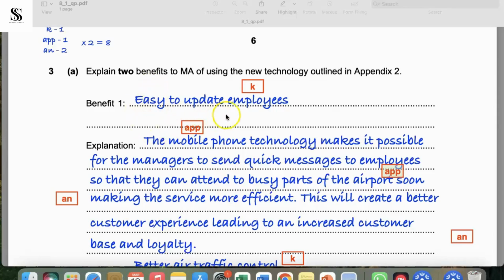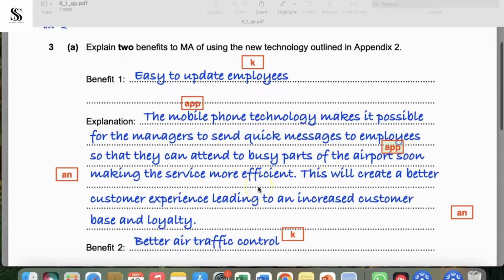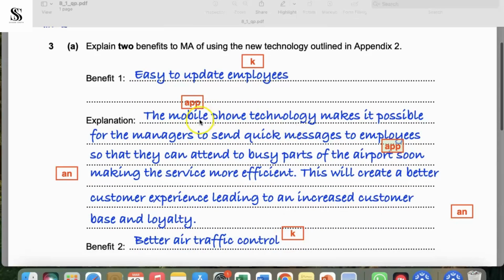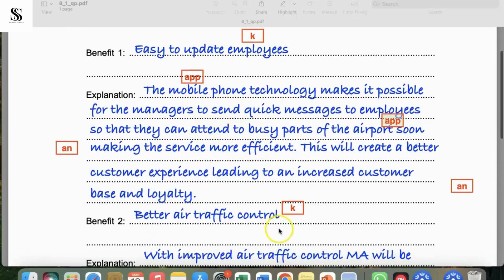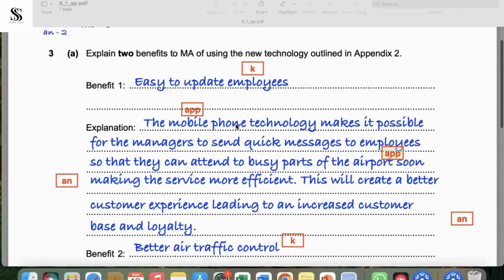So the benefit identified here, these are suggested answers of course, was easy to update employees. The mobile phone technology, this was taken specifically from the case study. And before I go further, I would just like to reiterate the application rules. Application that uses any phrase or reference already mentioned in the question, application that has the company's name or the owner's name, or application that repeats itself across 2 points will not fetch marks. All right, please keep that in mind. All right, let's get back here.